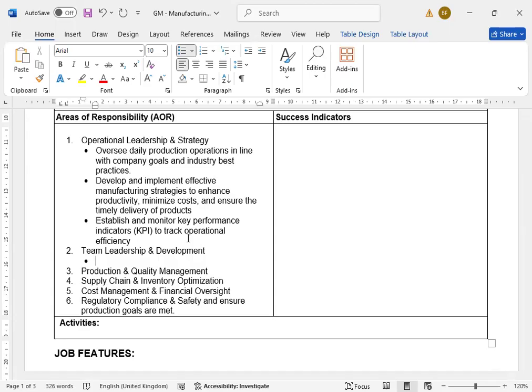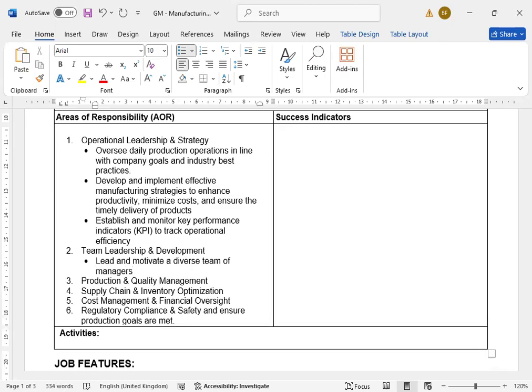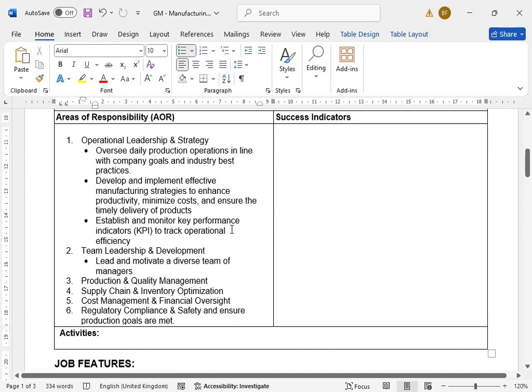The first one, in details to support this second key responsibility, is lead and motivate a diverse team of managers. Okay, diverse managers.